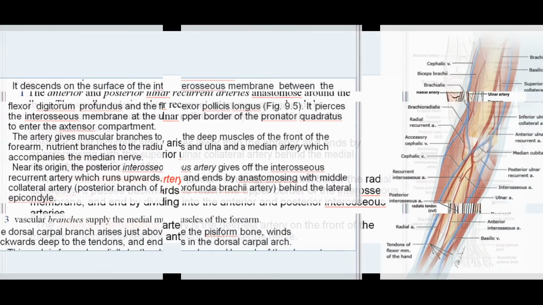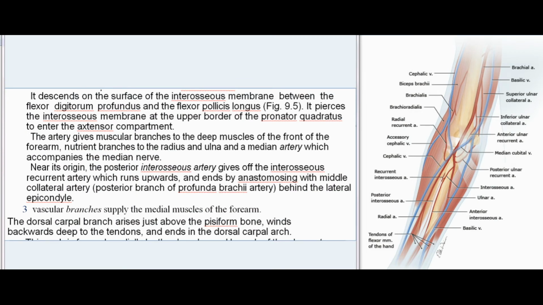It descends on the surface of the interosseous membrane between the flexor digitorum profundus and the flexor pollicis longus, Fig 9.5. It pierces the interosseous membrane at the upper border of the pronator quadratus to enter the extensor compartment. The artery gives muscular branches to the deep muscles of the front of the forearm, nutrient branches to the radius and ulna, and a median artery which accompanies the median nerve.